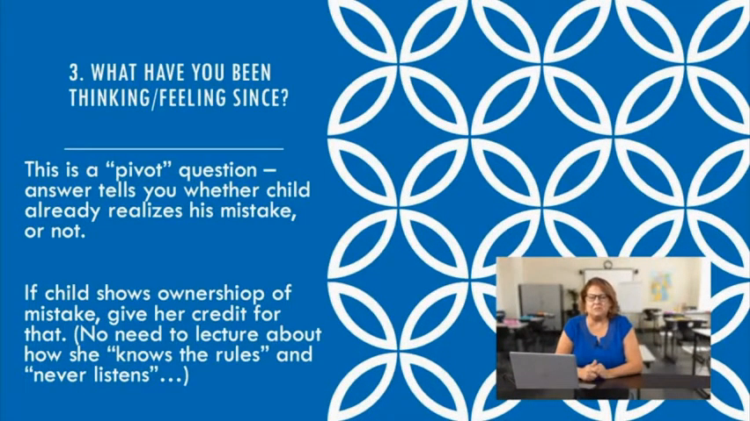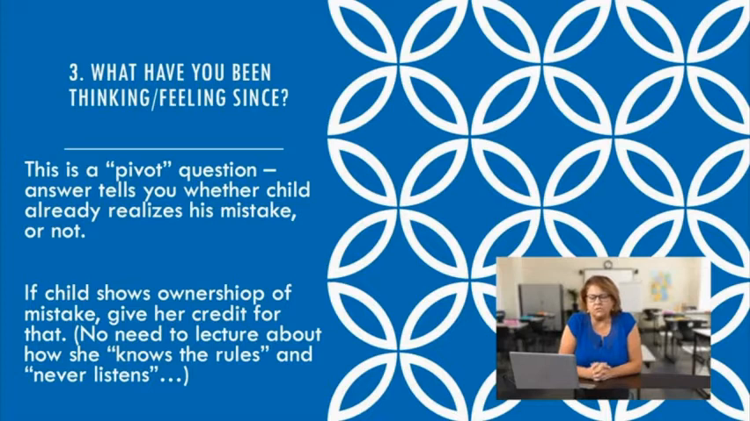Alrighty, question number 3. What have you been thinking or feeling since? This is a pivot question, and it'll tell you whether your child has begun to reflect, has begun to accept ownership and accountability so that you know where to go from here, right? So depending on how they answer that, you basically know which way you're going to go with consequences later.